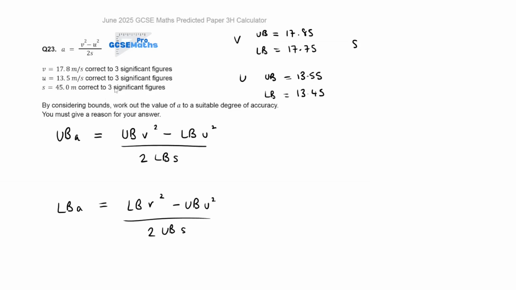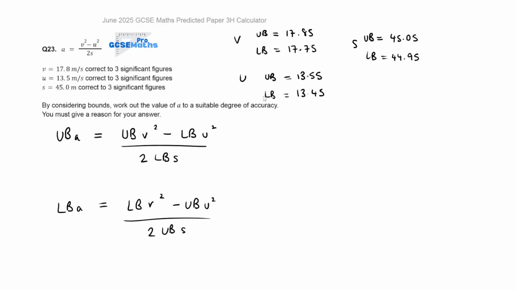And then s. Now this one's a little bit trickier, because I feel like naturally you want to put 45.5 and 44.5, but it's not, because it is still to 3 significant figures. Do you see how on each of these we've added this kind of 0.05? We'll do the same for the s as well. So the upper bound would actually be 45.05, and the lower bound is 44.95. So just be really careful with that one.